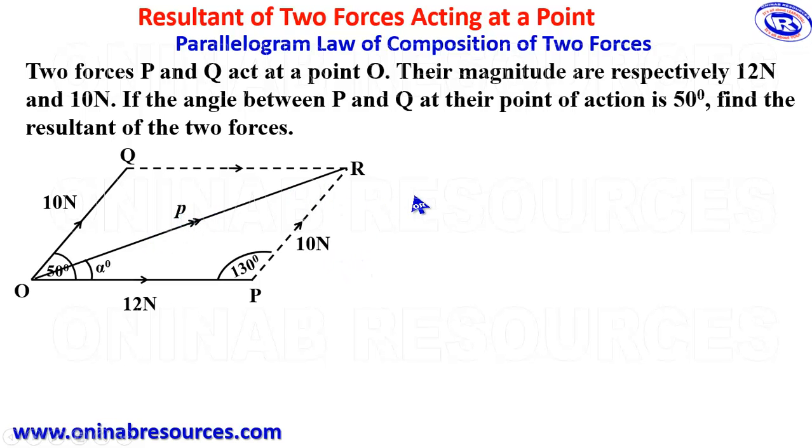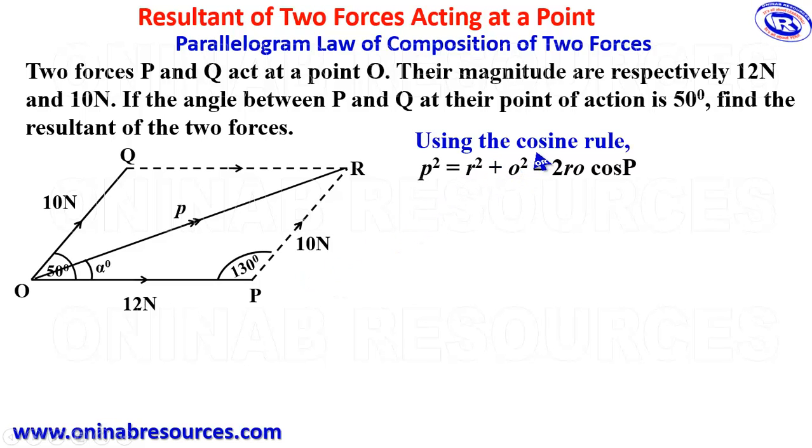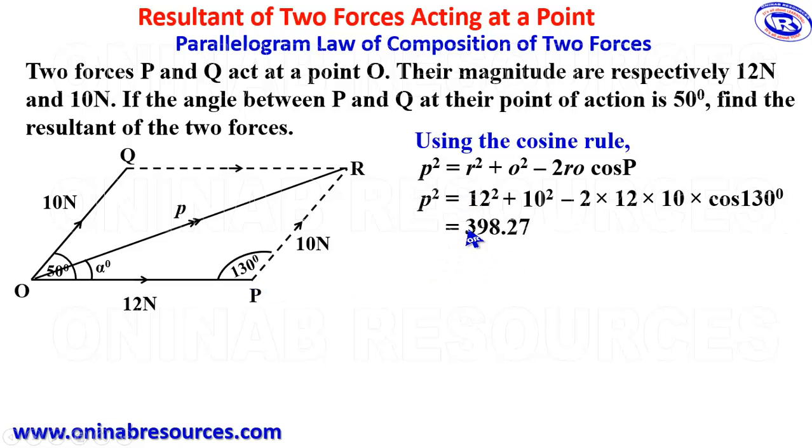Starting with the calculation of P, using the cosine rule, we have P squared is equal to R squared plus O squared minus 2RO cos P. This is our O, 10, and our R is 12. So substituting, we have P squared to be 12 squared plus 10 squared minus 2 times 12 times 10 multiplied by cos 130 degrees.